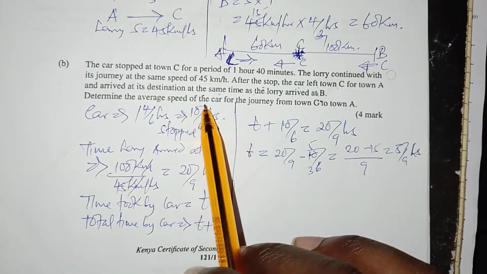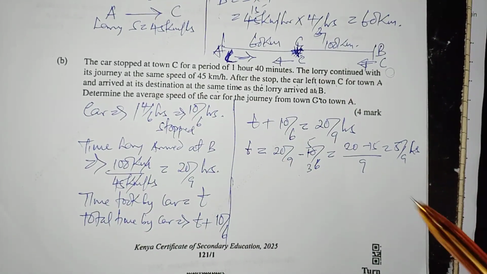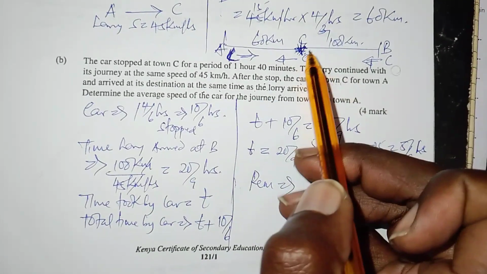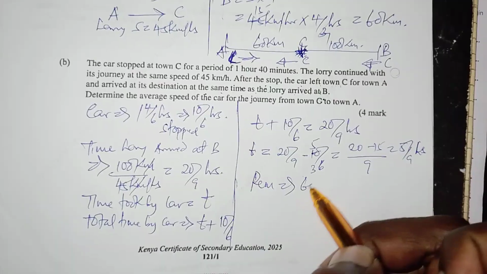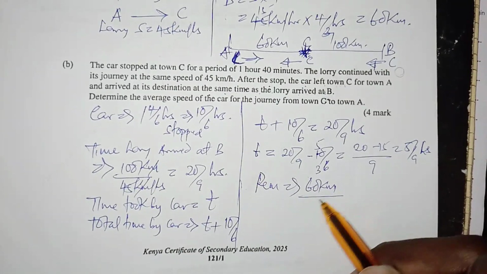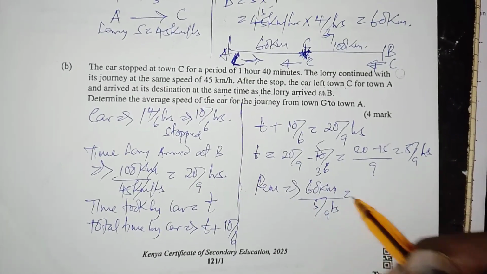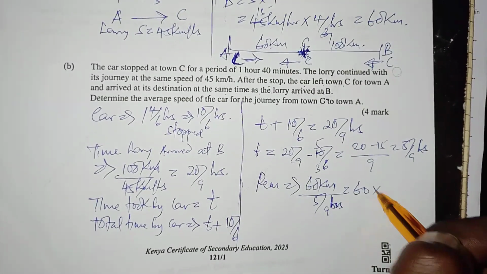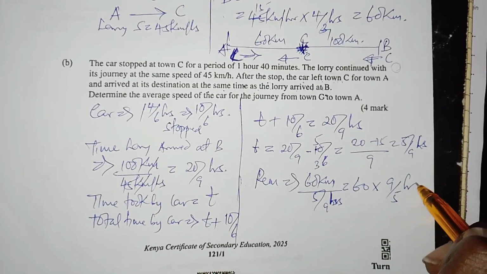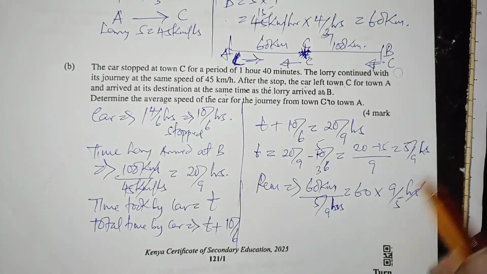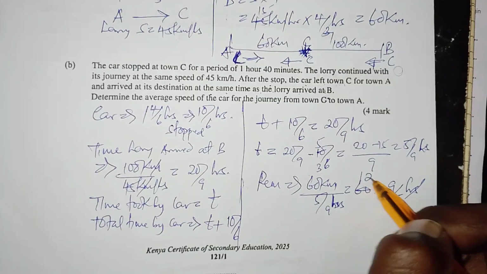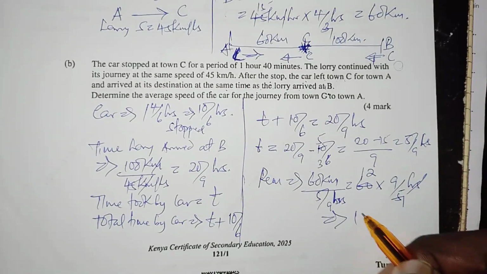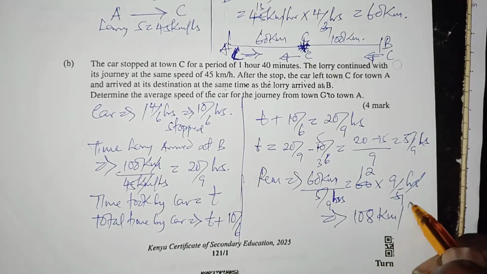So then determine the average speed of the car for the journey from C to A. So the distance that the car had to travel from C to A is 60 kilometers. Then you divide by the time, which is 5/9 hours. So we'll have 60 multiplied by 9/5. This hours already cancelled. 12. So this will be 108 kilometers per hour.